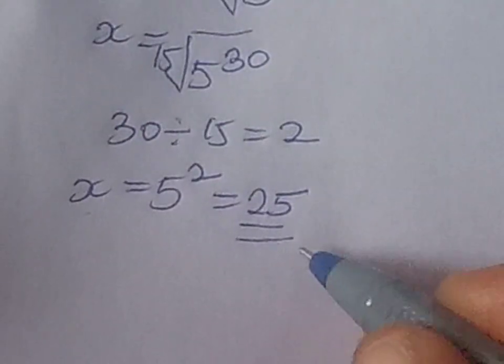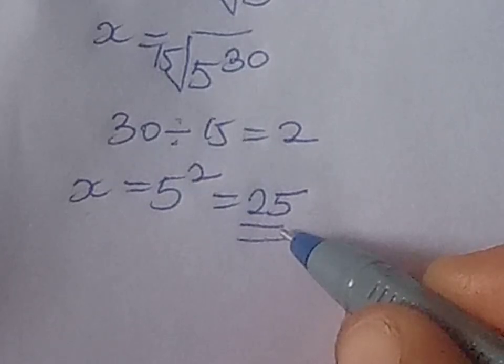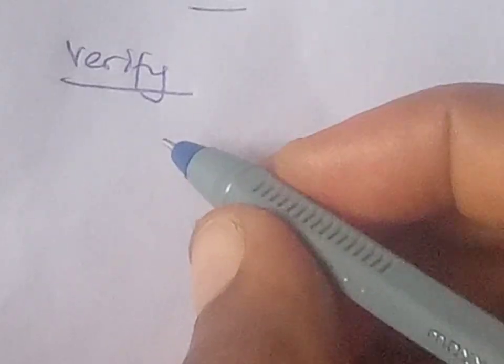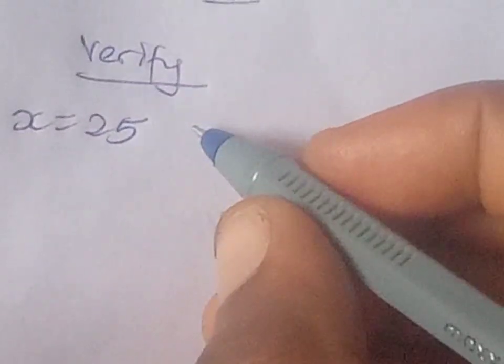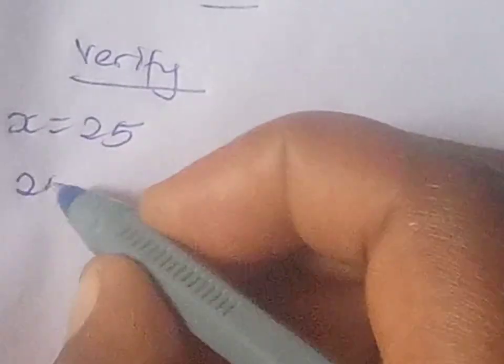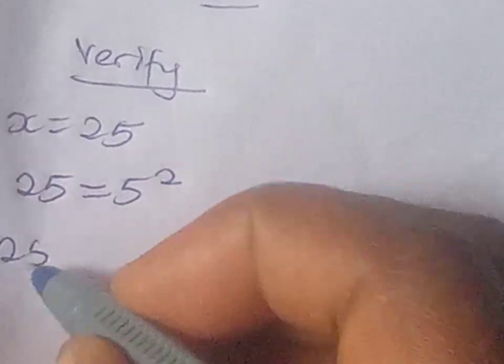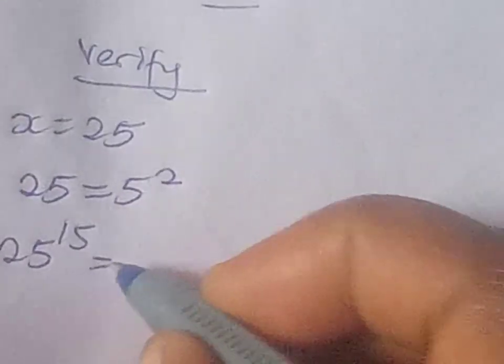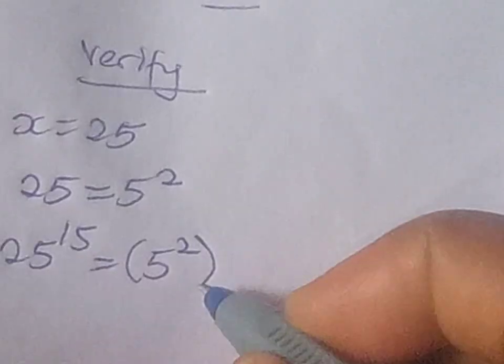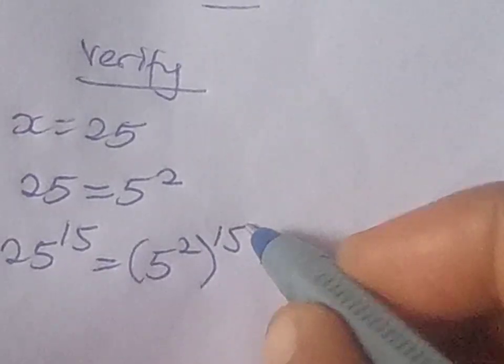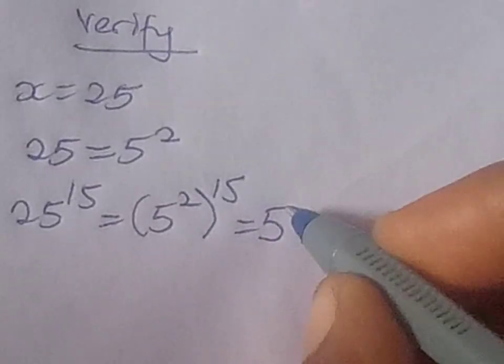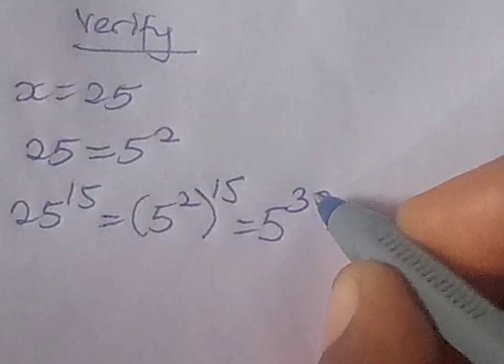Now let's verify if our x equals 25 is true. Let's verify. Let's check if x equals 25 is true. Since 25 equals 5 squared, then 25 raised to the power of 15 equals 5 squared to the power of 15, which is equal to 5 raised to the power of 30.